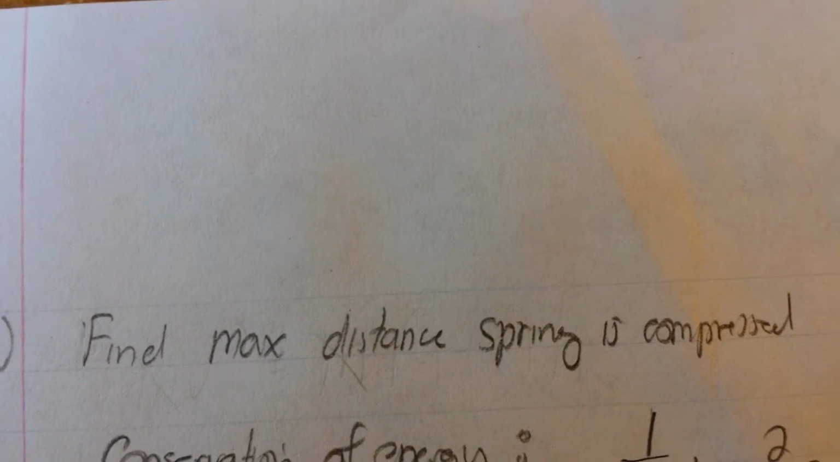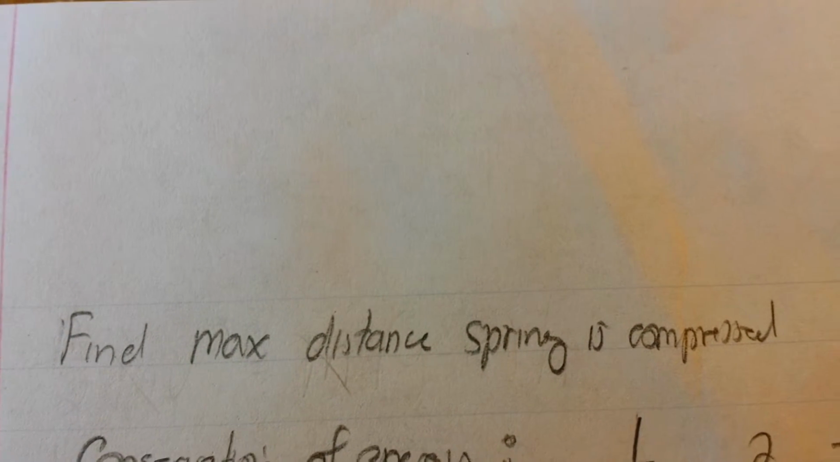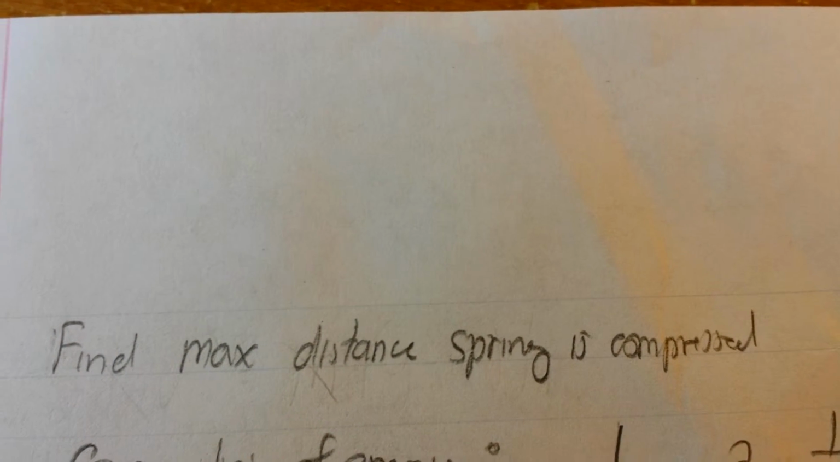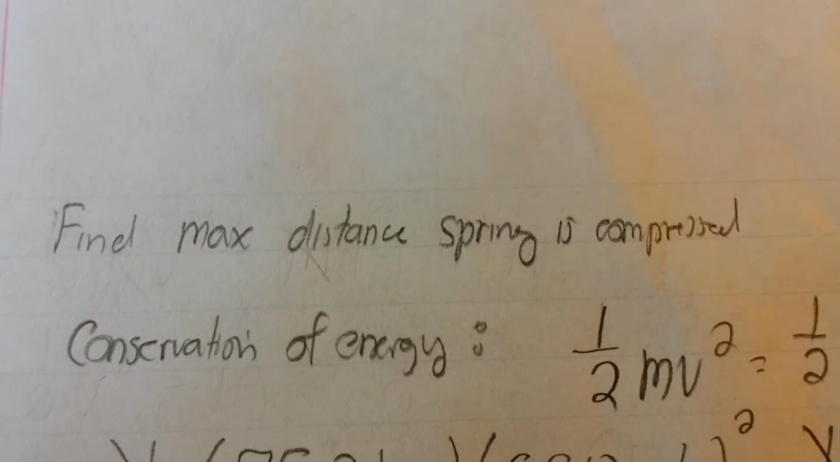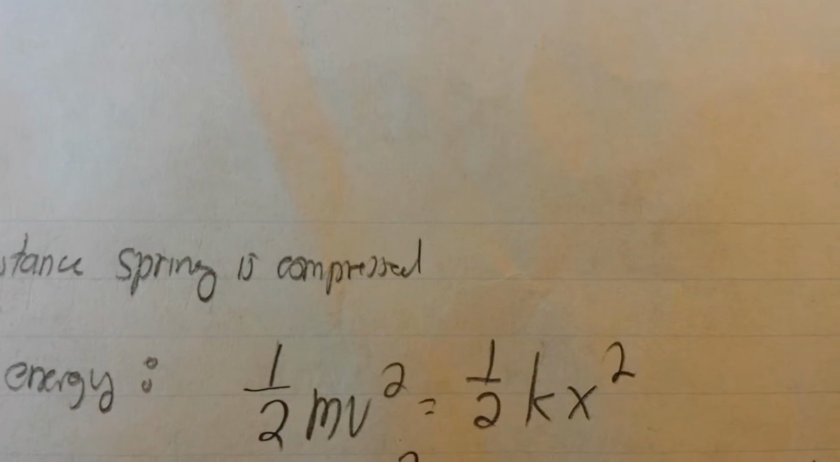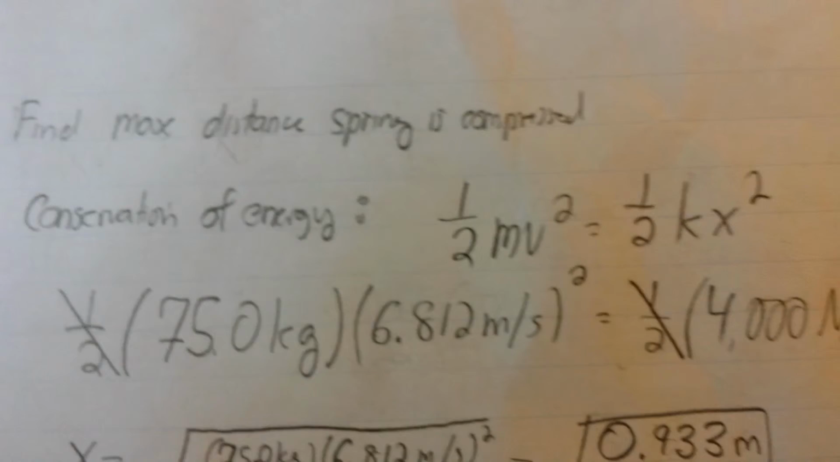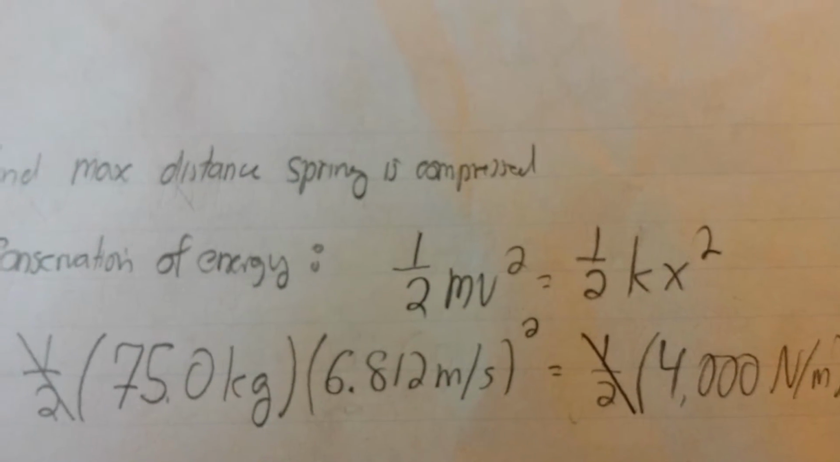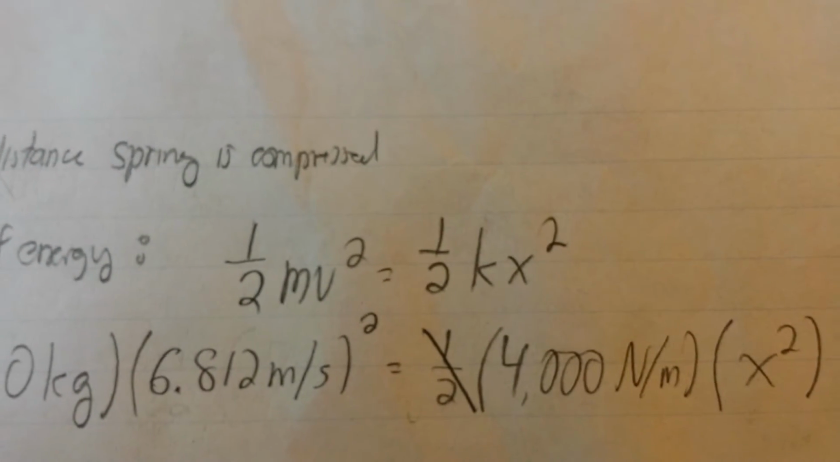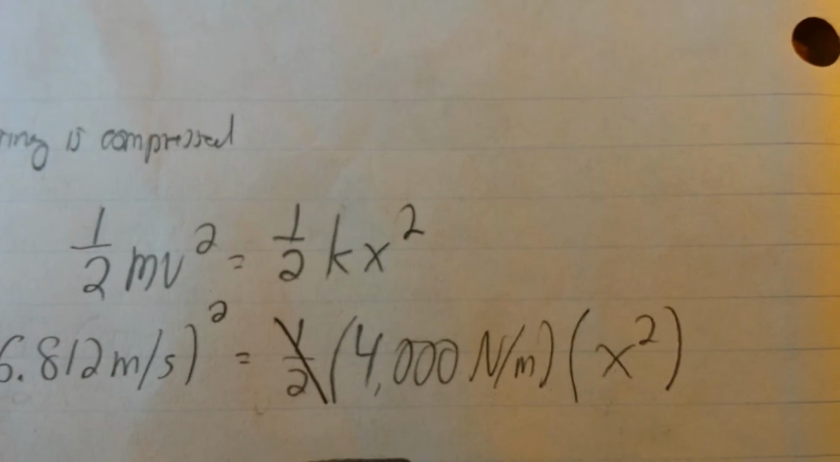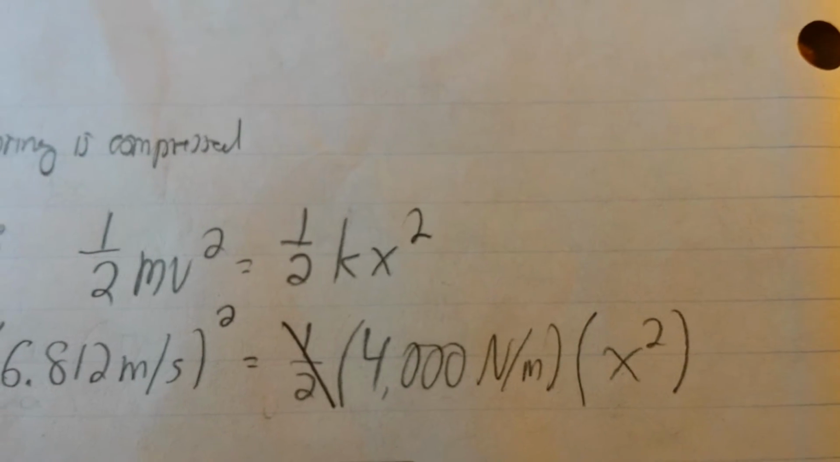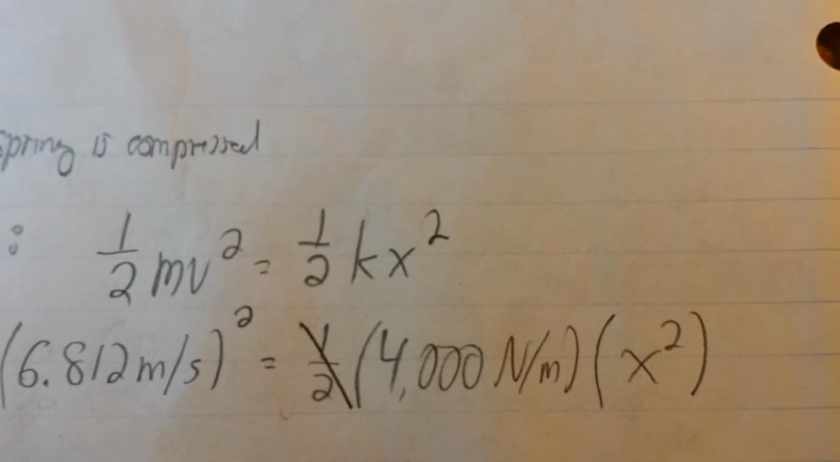Part B asks you to find the max distance the spring is compressed. Now, in order to find this, it's merely the conservation of energy, which is given as 1/2 mv squared is equal to 1/2 kx squared. If you were to plug in the values, you plug 75 in for the m, the v, which we found in part A, 6.812, the k, which is spring constant, 4,000 newtons per meter, and then x is the unknown variable.